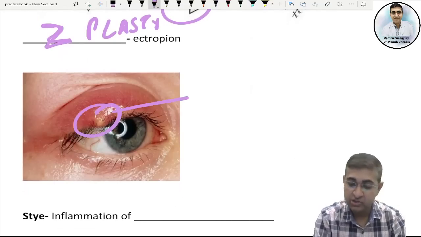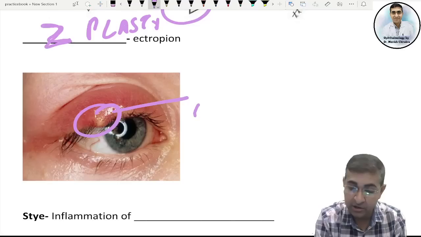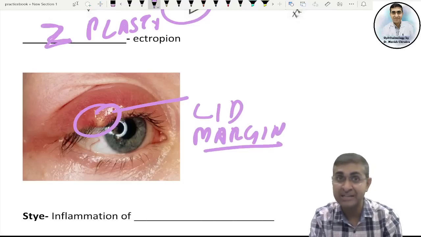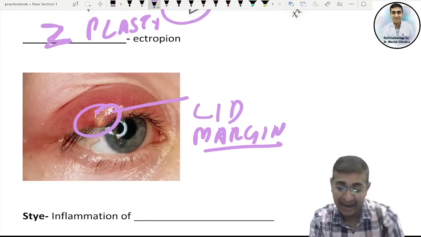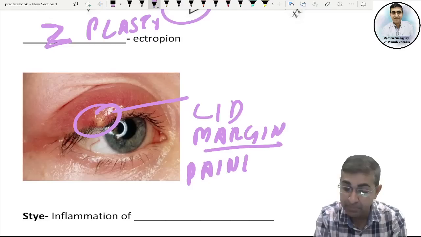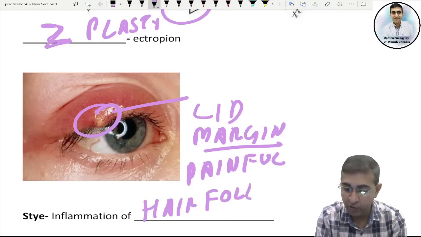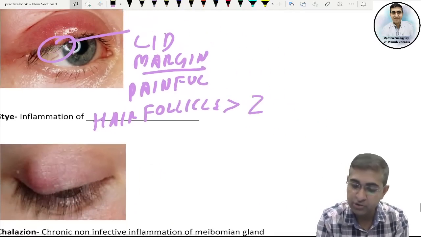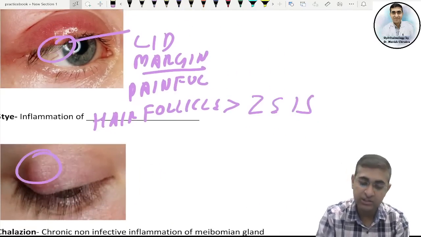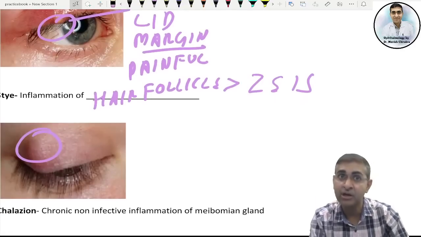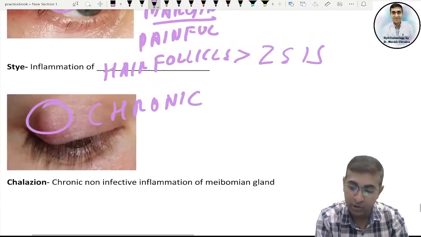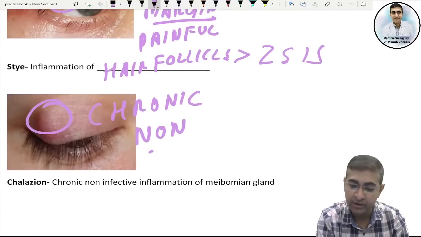What is this? So this is a sty which is present at the typical lid margin. Don't confuse it with chalazion, which is present away from the lid margin. This is present at the lid margin and it is very painful, and it is inflammation of hair follicle. And if hair follicle is not in the option, you can go for gland of Zeis. And here you can see the swelling which is lying away from the lid margin. It will be chronic, while sty will be acute and painful. It will be chronic and non-tender.